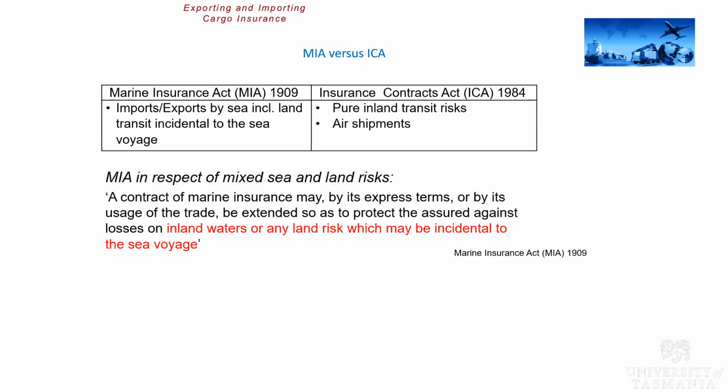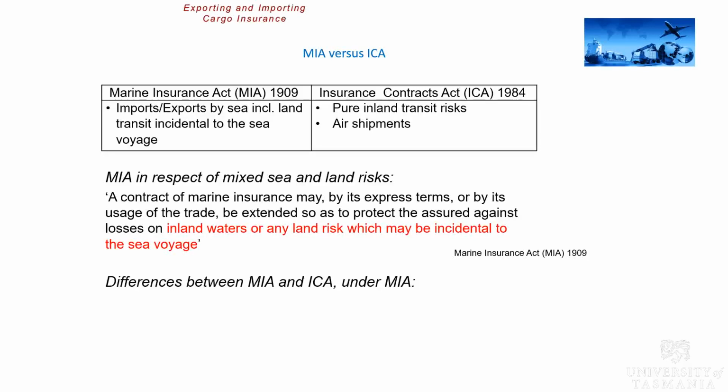So what the Marine Insurance Act says is that a contract of marine insurance may, by its express terms or by its usage of the trade, be extended so as to protect the insured against losses on inland waters and any land risk that might be incidental to the sea voyage. It covers beyond that main area of carriage of the sea.